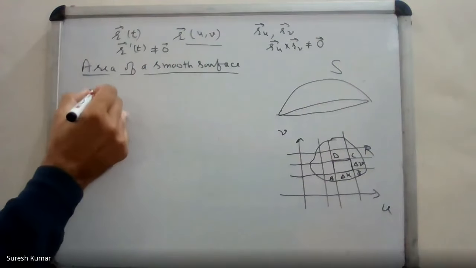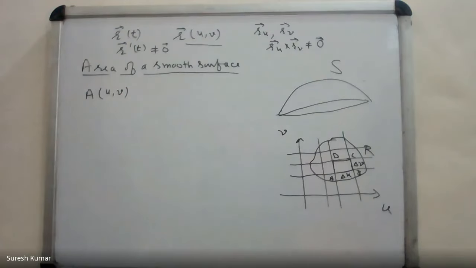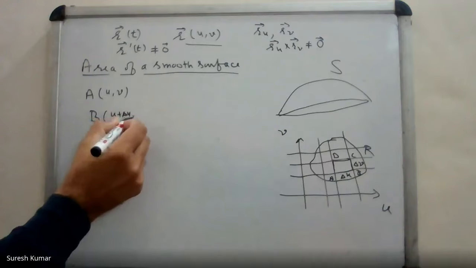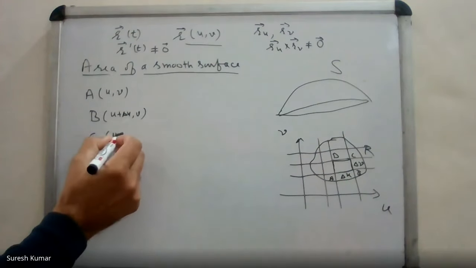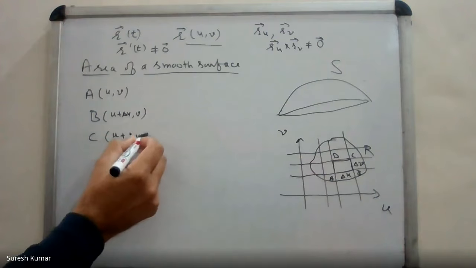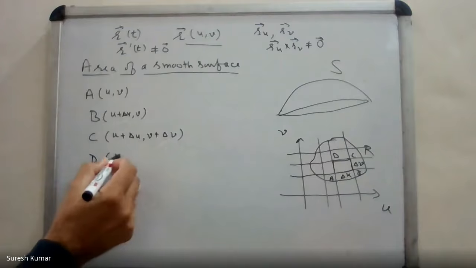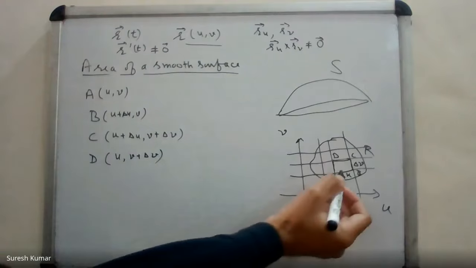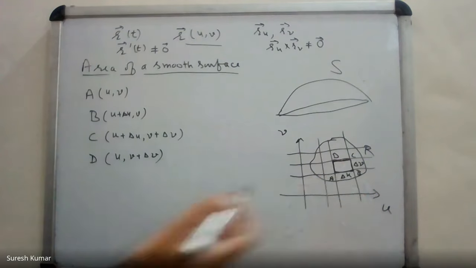Now, if I assume the coordinates of A are (u,v), what are the coordinates of B, C, and D? Coordinates of B are (u plus delta u, v). Coordinates of C are (u plus delta u, v plus delta v). And coordinates of D are (u, v plus delta v). Right? From this, the dimensions are delta u, delta v. So you understand the coordinates of these four vertices A, B, C, D.